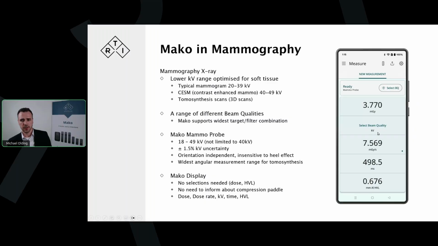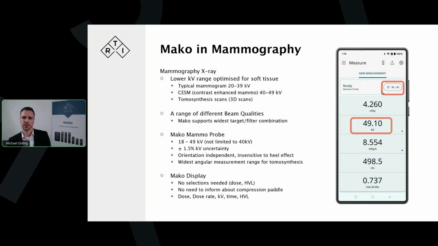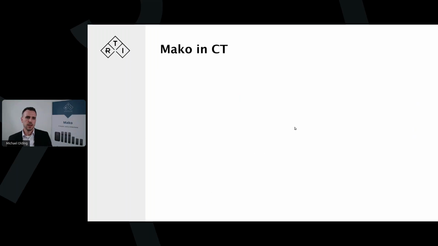To measure kV though, like with any sensor, it needs to be calibrated for that beam quality. And as we discussed, Mako has the widest beam quality support. So to measure kV in mammography, you simply select your beam quality, such as tungsten aluminum shown here, and you will also get your kV value for that beam quality. So that simplifies a lot of processes in mammography.